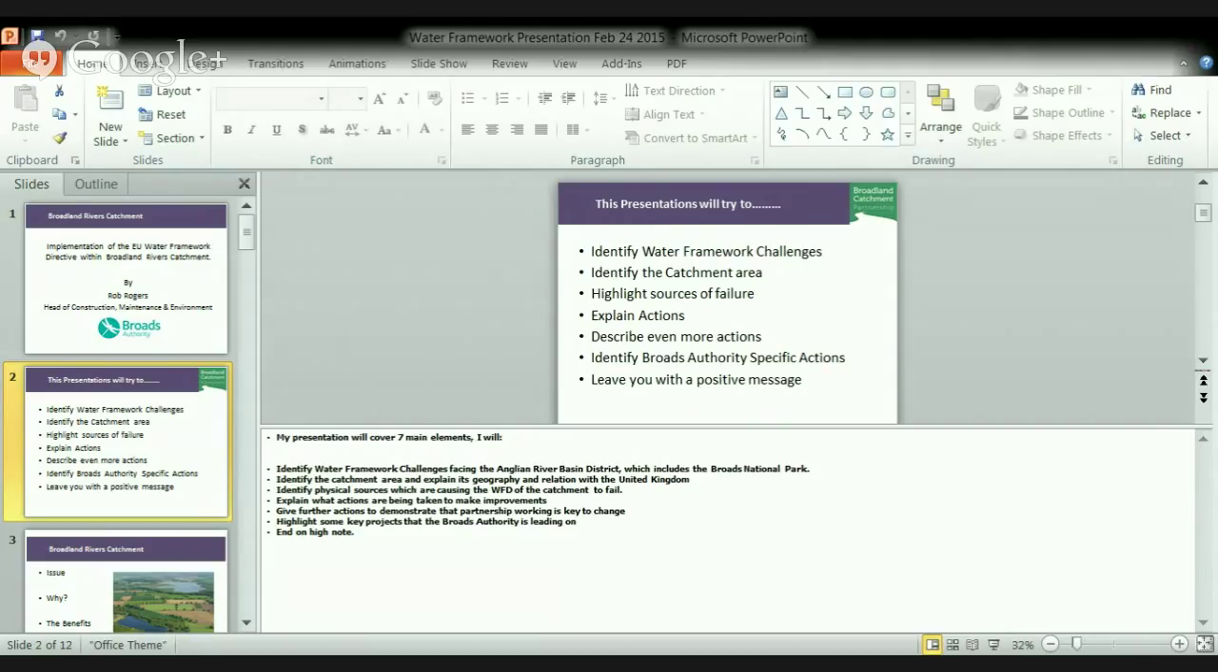This map shows you the catchment, tidal limits, major settlements, roads, rivers, all impacting upon the catchment into the Broads National Park and its rivers and shallow lakes. It also shows you the location of the Anglian River Basin and the geographical closeness of the Broads National Park to the North Sea.